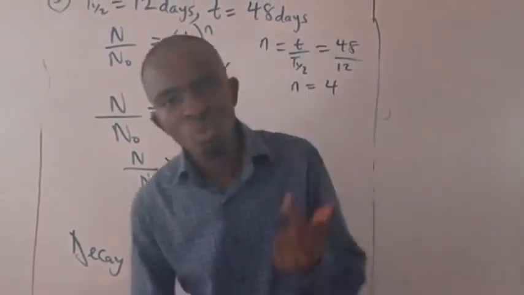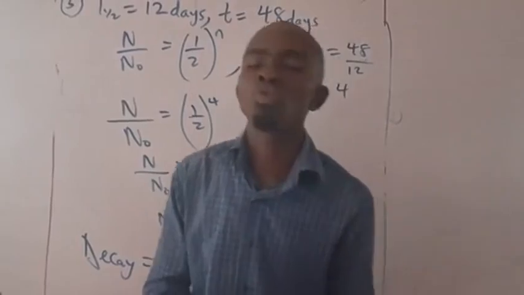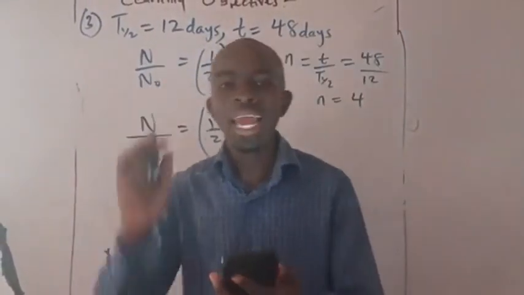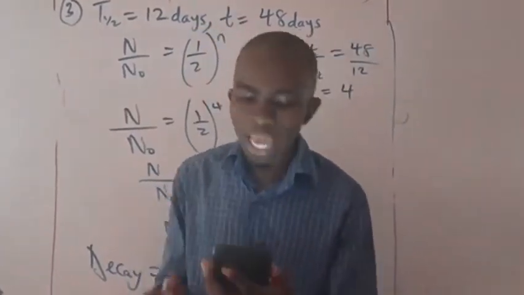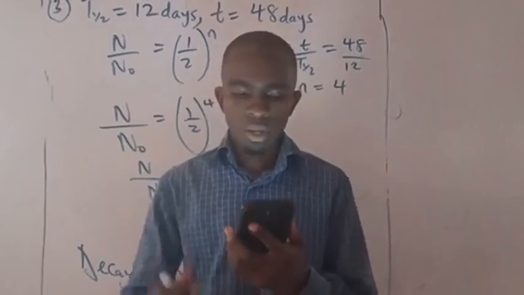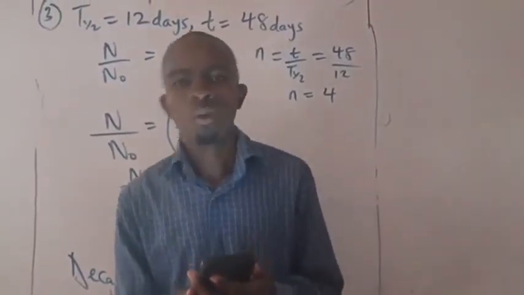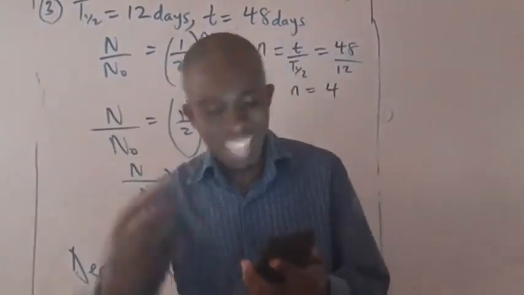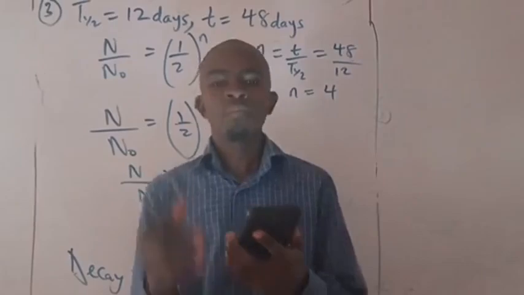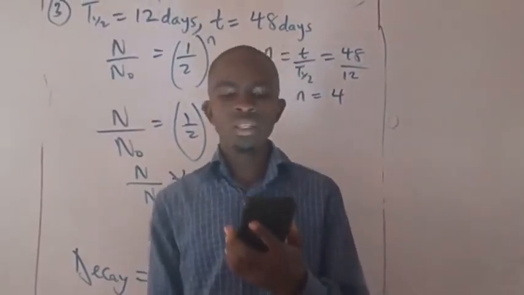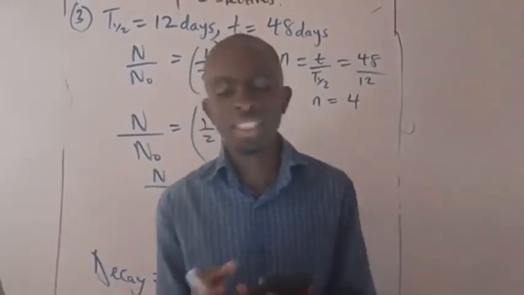Let us see one more question related to half-life. Question number 4. An element whose half-life is 10 days is of mass 12 grams. Calculate the time during which 11.25 grams of the element would have decayed.